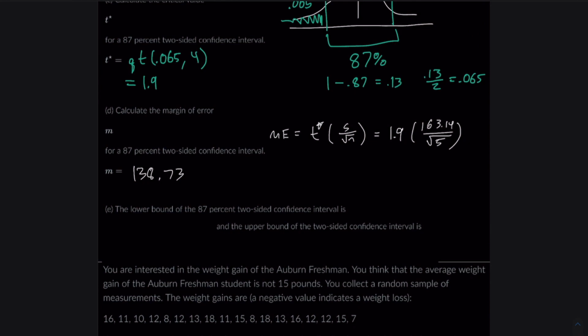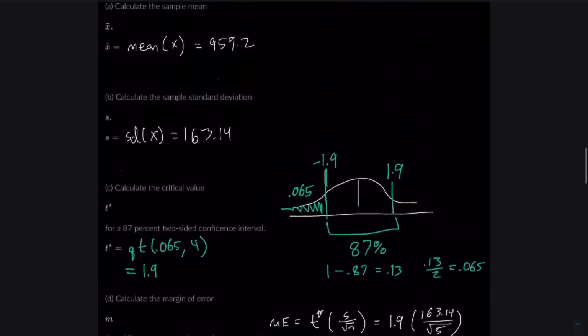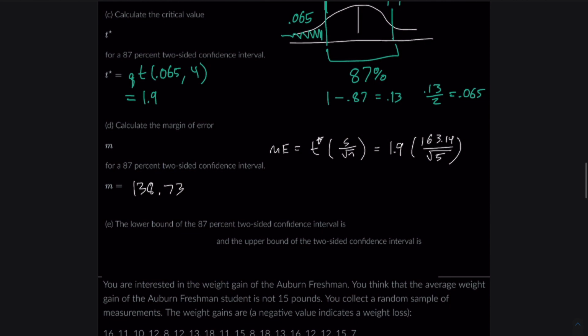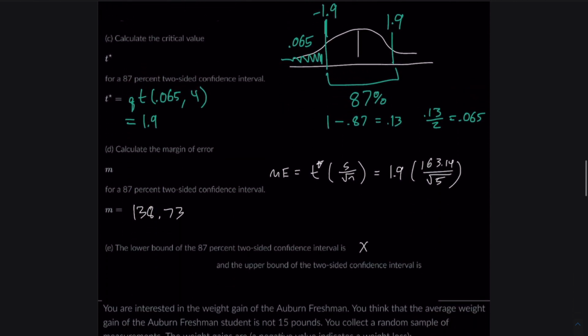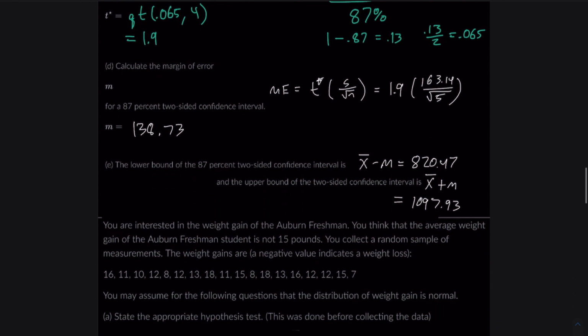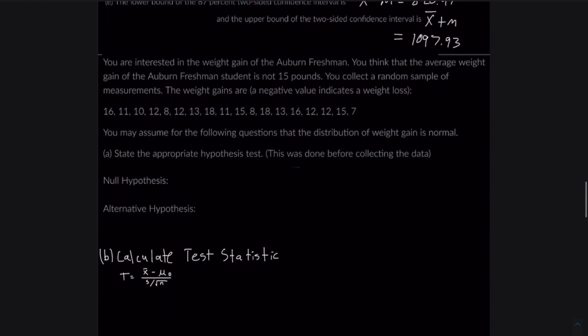All right, so part E says the lower bound of the 87% confidence interval is this, and the upper bound is this. So now we need to calculate the upper and lower bound. So all we need to do for this is the lower bound would be X bar minus ME, and then the upper bound would be X bar plus ME. And so the lower bound is 820.47, and then the upper bound is going to be 1097.93. All right, so that's it for that problem.